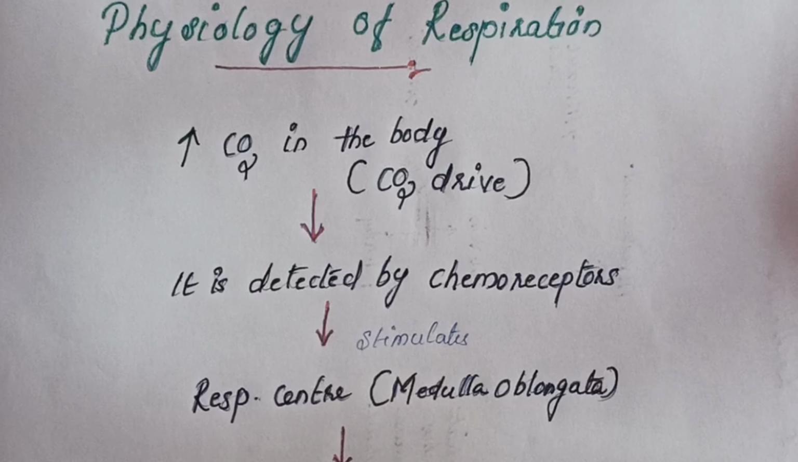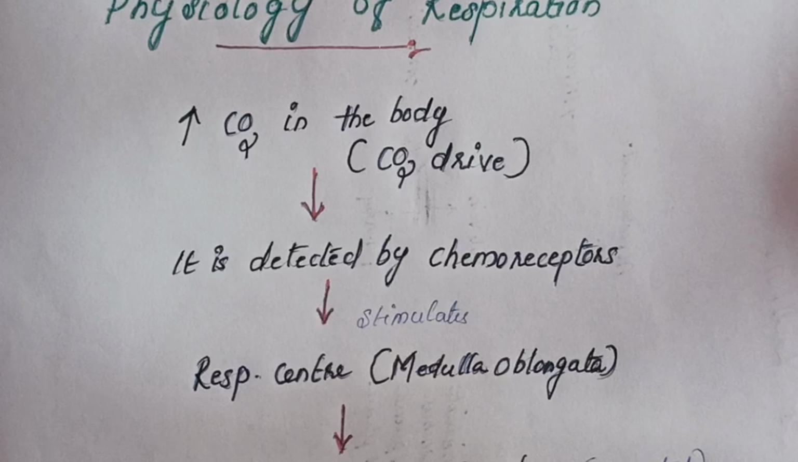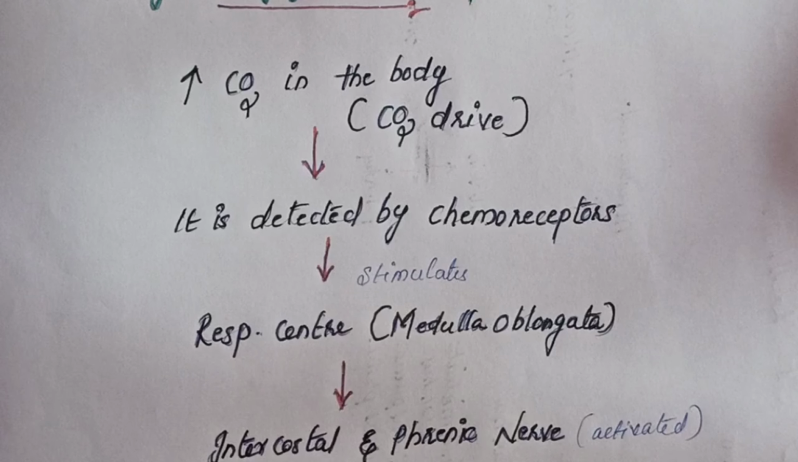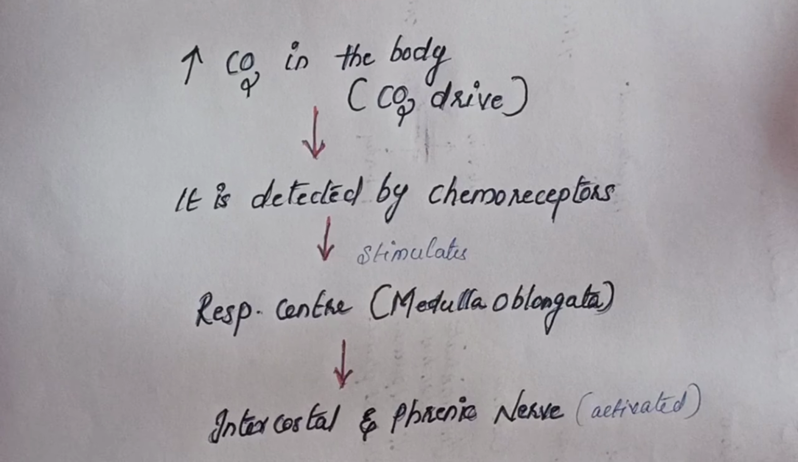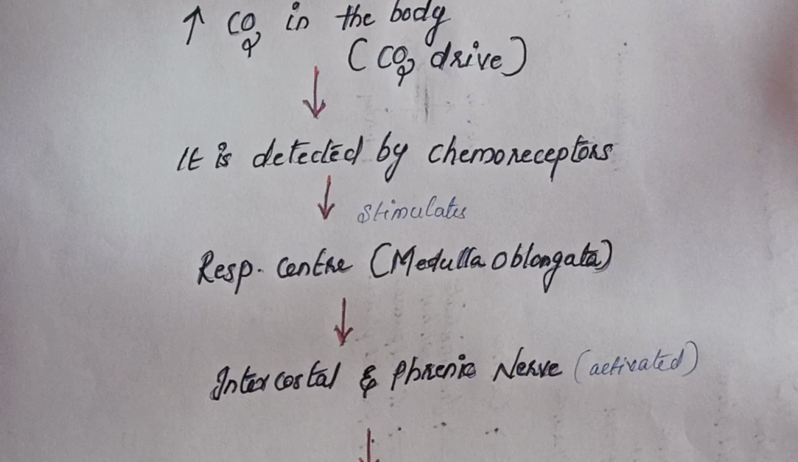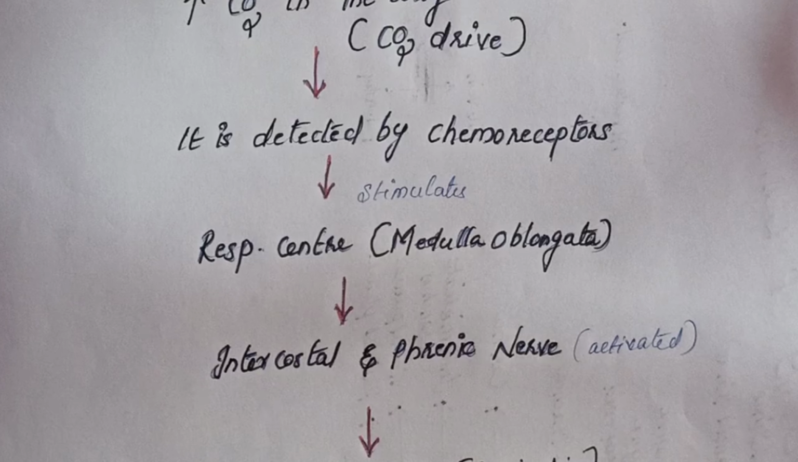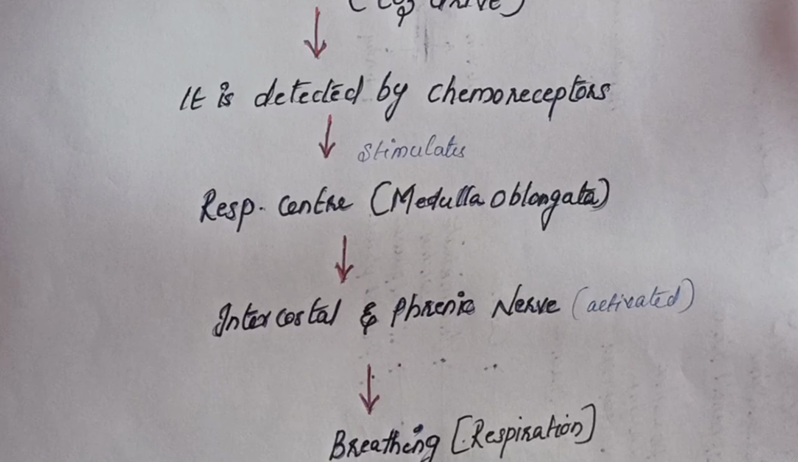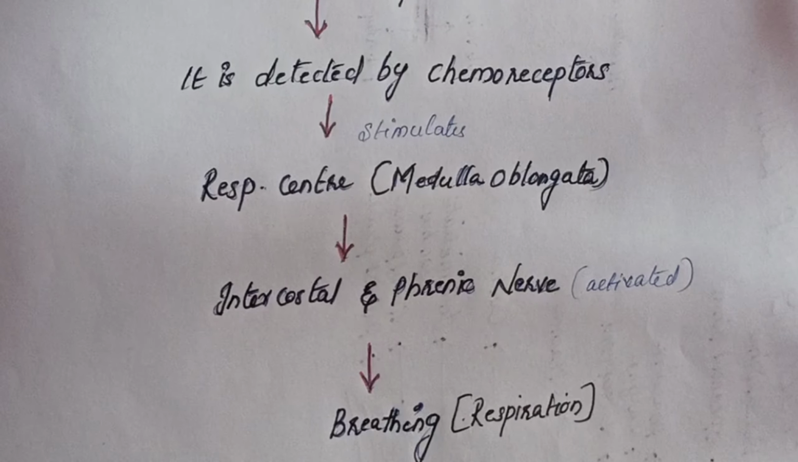The hypoxic drive mostly happens in COPD patients. In these patients, the carbon dioxide level will be always high, so the chemoreceptors lose its ability to analyze it. So it only gets stimulated when there is low oxygen in the blood. Therefore, in COPD patient, we can't administer the oxygen more than 2 liters.